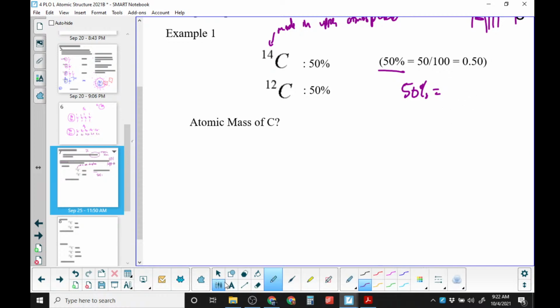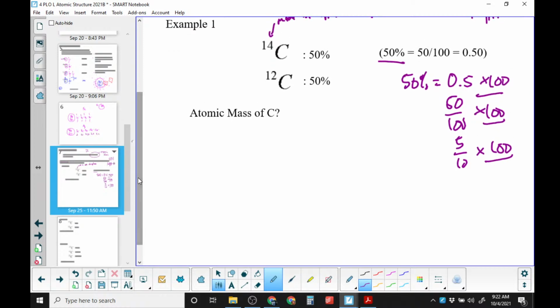50% is 0.5 times 100, or you can take the fraction 50 over 100 times 100, or 5 over 10 times 100. So all percent means is times 100, right? I've encountered a few students over the years who somehow managed not to do percent. So 50% of all carbon was carbon-14, and 50% of all carbon was carbon-12.